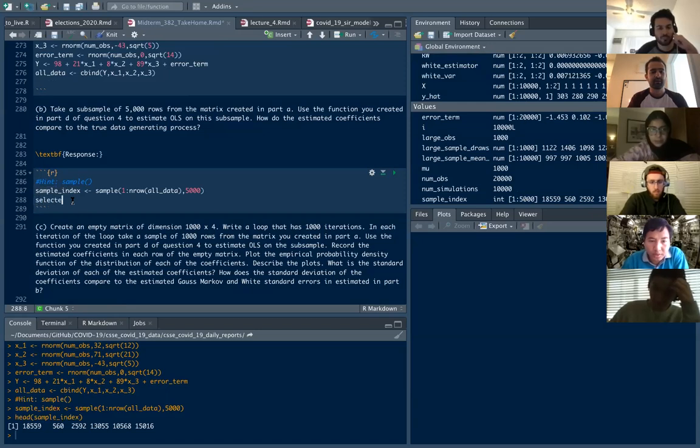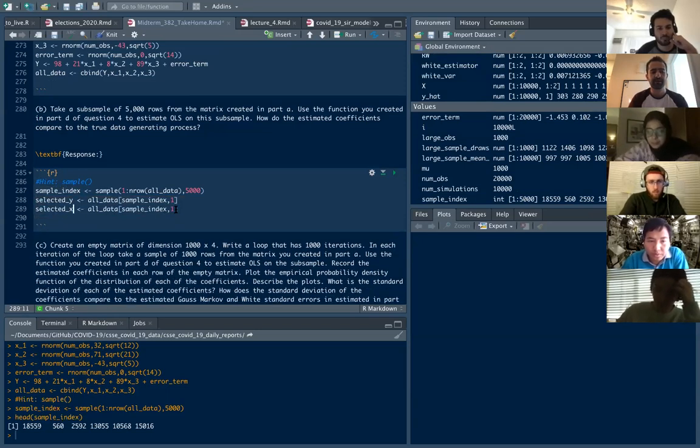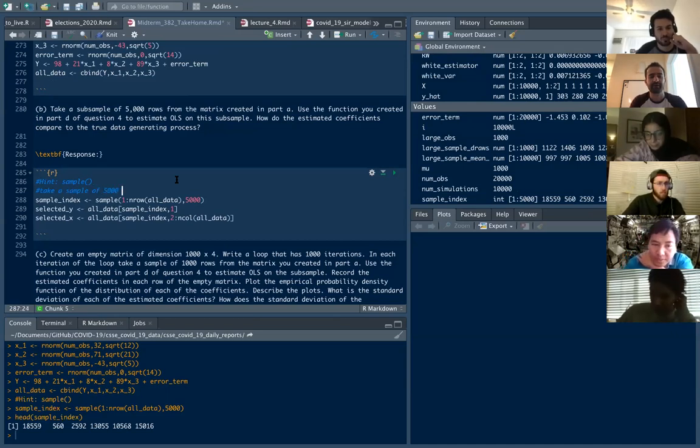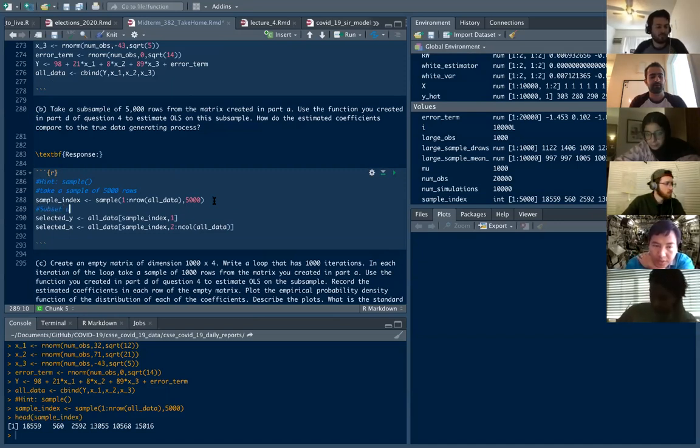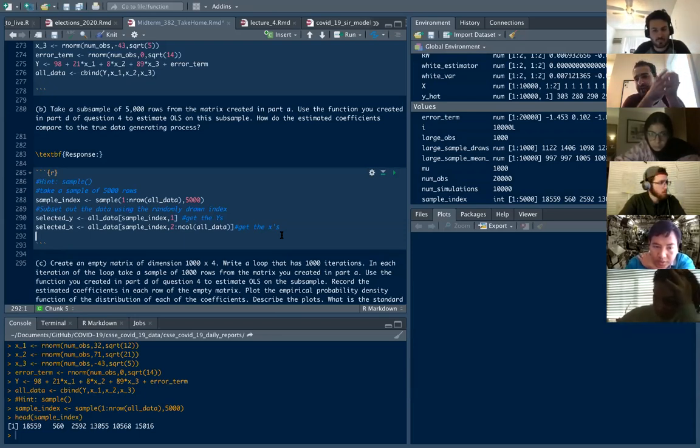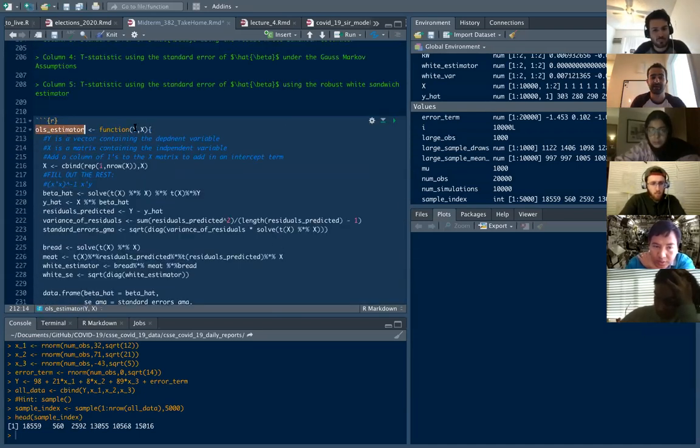Then our selected y is going to be all data, sample index, first column. So we're grabbing all of those rows for the first column, and our selected x is going to be all data, sample index, columns 2 to n col of all data. Does this make sense? Take a sample of 5,000 rows, subset out using the randomly drawn index, get the y's, get the x's. I'm storing them as 2 separate objects for a very particular reason. By separating out the y's and the x's, we'll have the data in the right format to feed into this OLS estimator function, which expects y and x as 2 separate elements. Make sense?